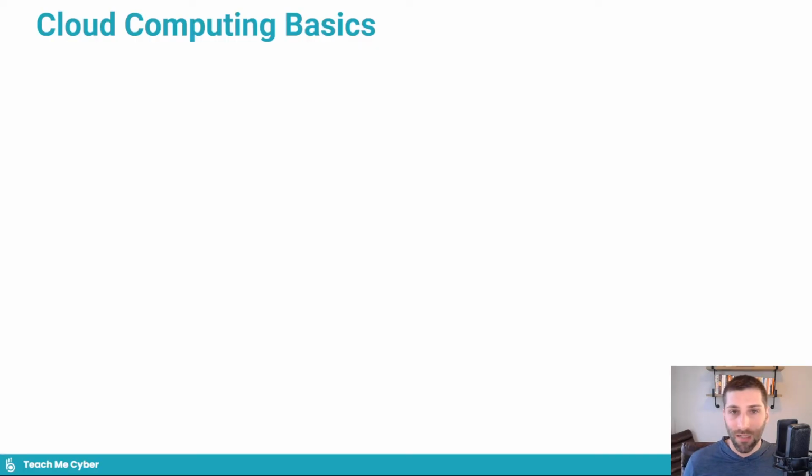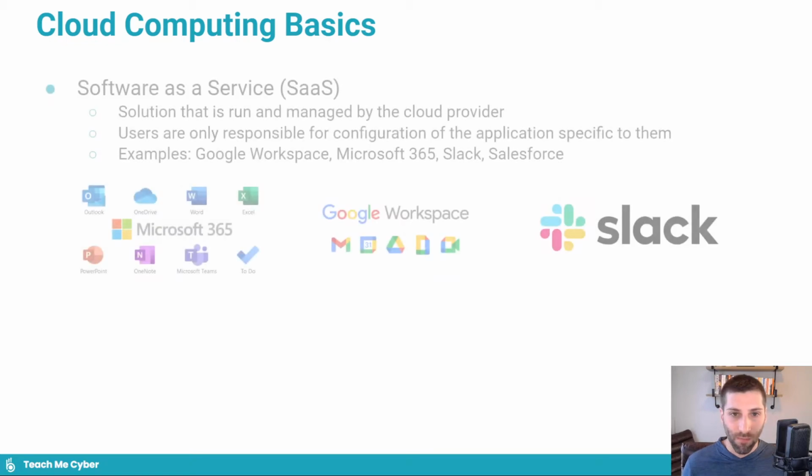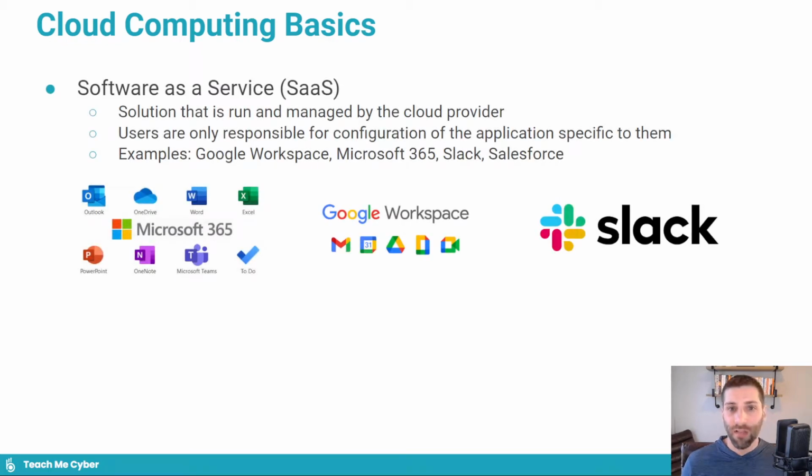Now, when we're talking about cloud computing basics, let's just get a couple things out of the way. The first idea of cloud computing is software as a service, or SaaS for short. This is some sort of piece of software that is run and managed by a cloud provider. The most common things are going to be something like Microsoft 365. That's going to be email in the cloud. It's going to be cloud storage, OneDrive. It could be your Word documents. Or you can have the same idea in Google Workspace. Or, if you're looking at something like Slack, it's going to be network communication there, or user to user communication. So SaaS is really kind of the de facto standard right now.